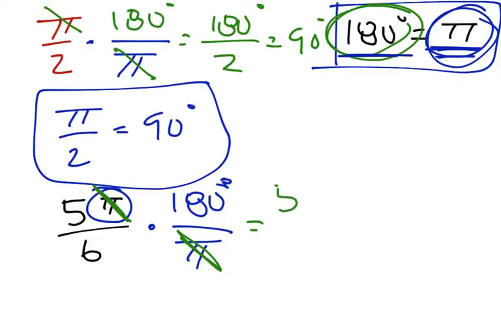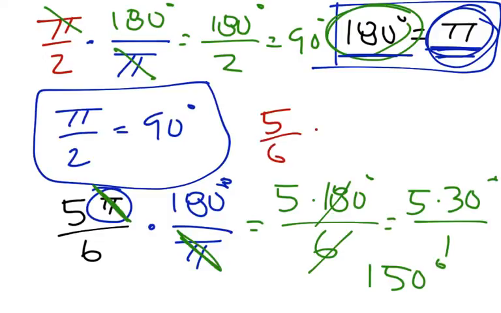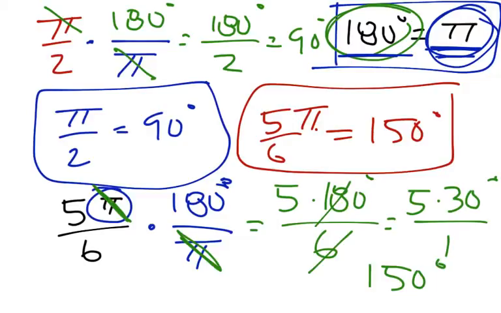I don't like to use calculators, so let's write that down, and then we reduce. So top with top, 5 times 180 over 6. We can reduce this 6 with that 180. So I'm going to have 5 times 30 over 1, which is going to give me 150 degrees. So 5 pi over 6, I'm sorry, I forgot to put the pi. 5 pi over 6 is the same as 150 degrees. So that's how we convert from radians to degrees.